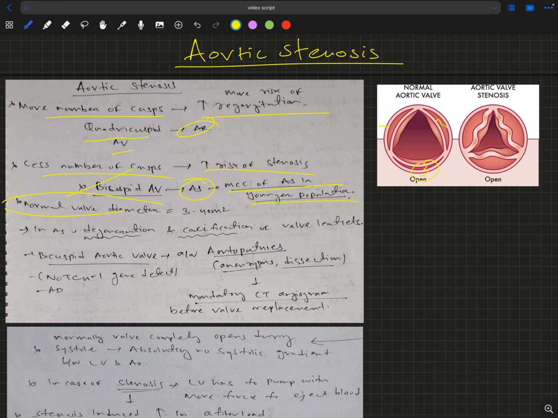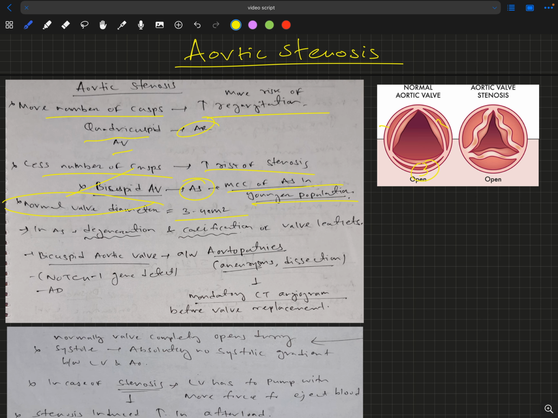Normal aortic valve area is 3 to 4 centimeter square. Normal mitral valve area is 4 to 6 centimeter square. The mitral valve is larger in size as compared to the aortic valve.